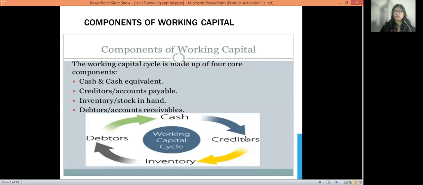That is components of working capital. Component means what does it comprise? What does it comprise of? What does it constitute of? So working capital is made up of four components. Four major components of working capital are there.